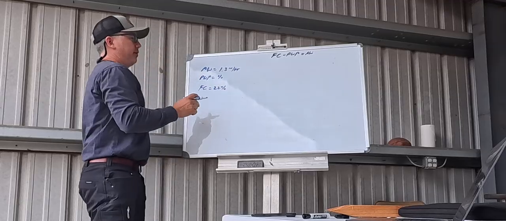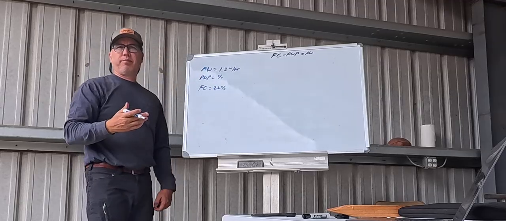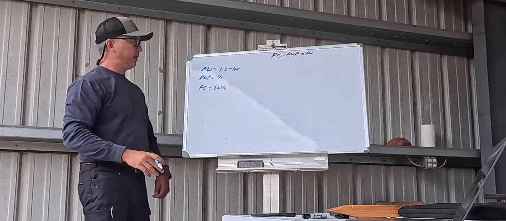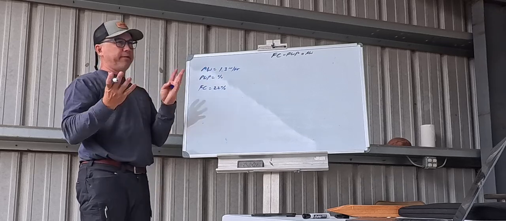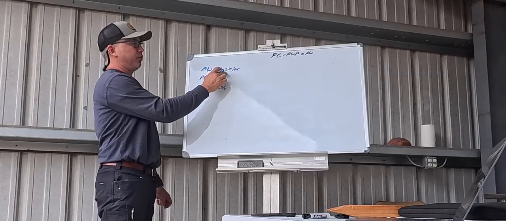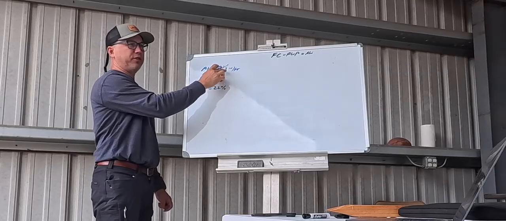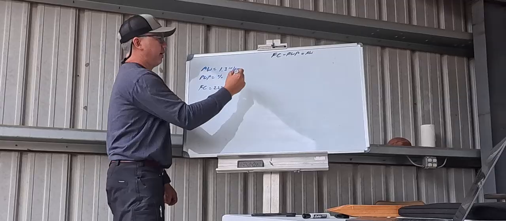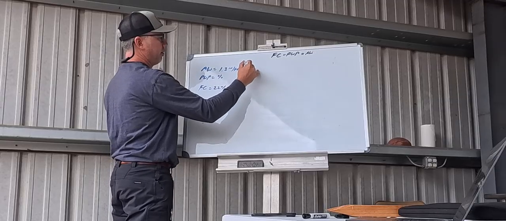And here's the thing, my units are different here. I've got percents and I've got inches per foot, and I think it's easier if you have it all apples or all oranges. So I'm going to change this 1.3 inches per foot to a percent, just so they all match. You guys remember how we do that?